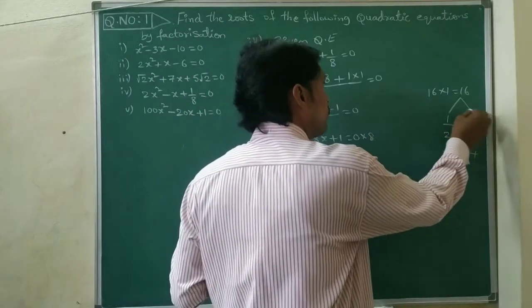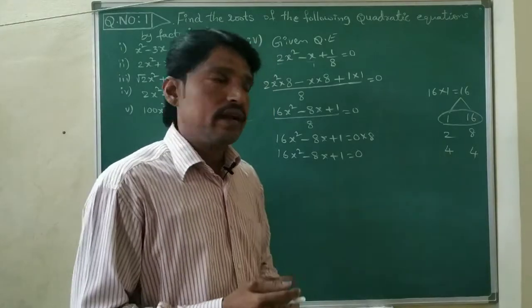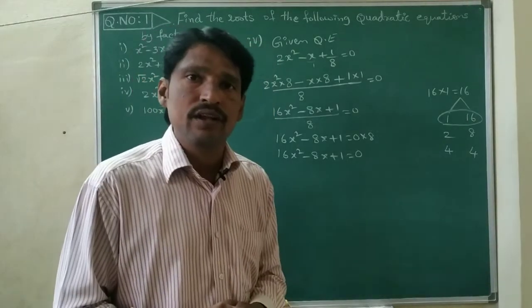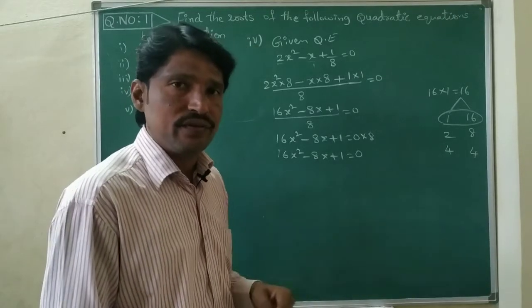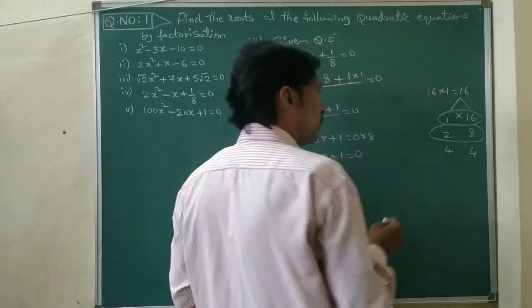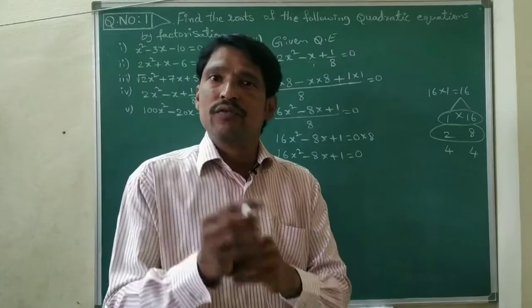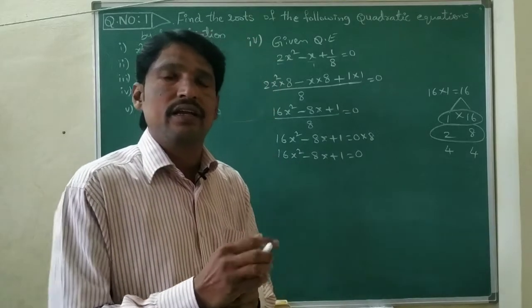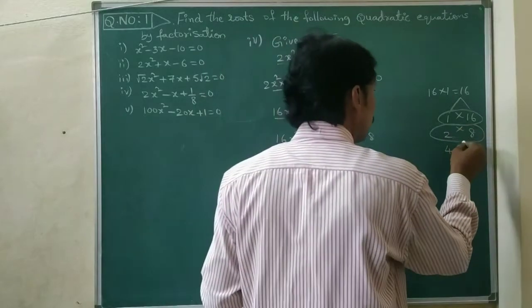Now this one, you can take 1 and 16. Adding means we are getting 17. Subtracting means we can get 15, but we need only 8. Minus 8 we need, so it is not worked out. This one, you can take 2 and 8. Adding means we can get 10. Subtracting we are getting 6. It is also not worked out.